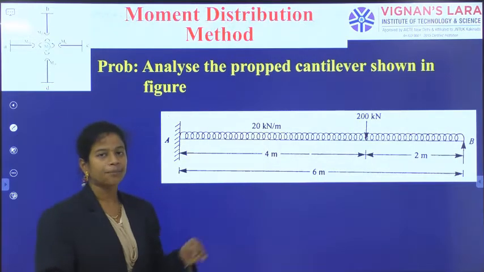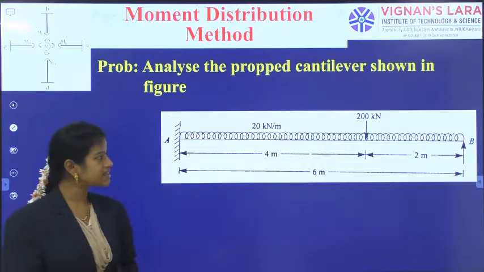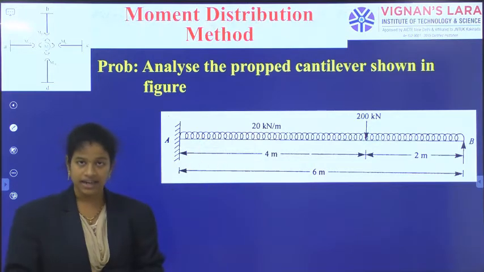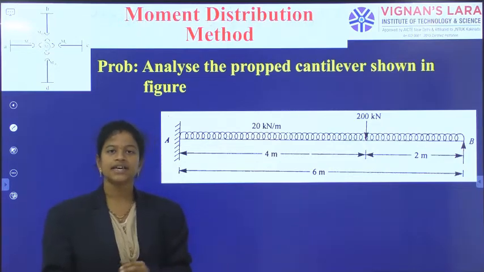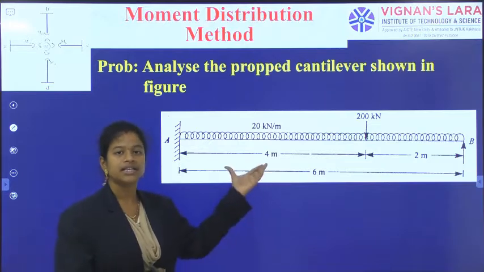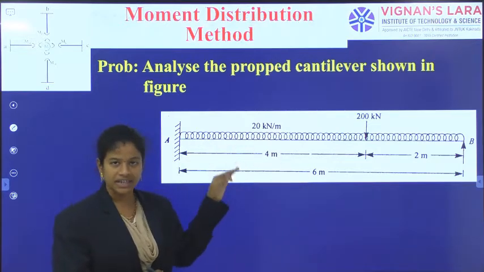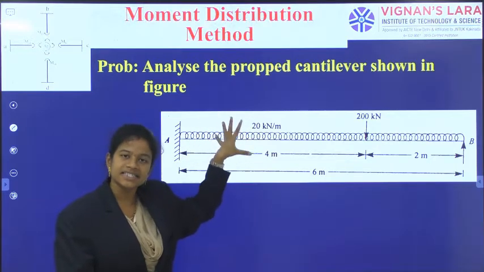So we have a propped cantilever beam. This propped cantilever beam we have to analyze for the given loading condition. The same propped cantilever beam I can choose to analyze using the basic principles of the propped cantilever beam, and I can also choose the slope deflection method. But here in this chapter I am using the moment distribution method for analyzing the same structure.